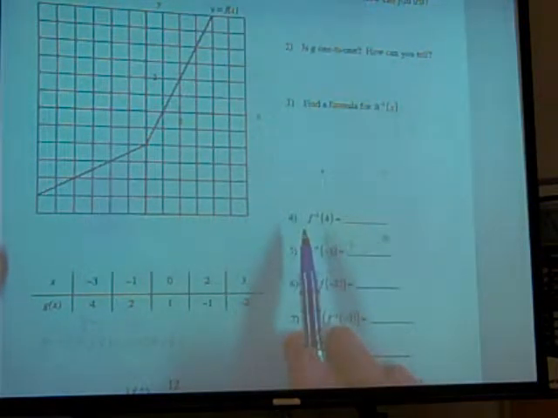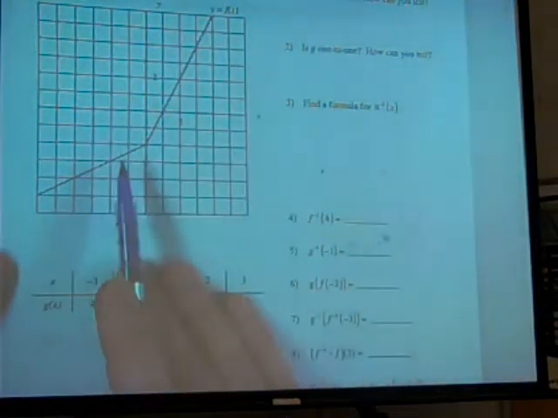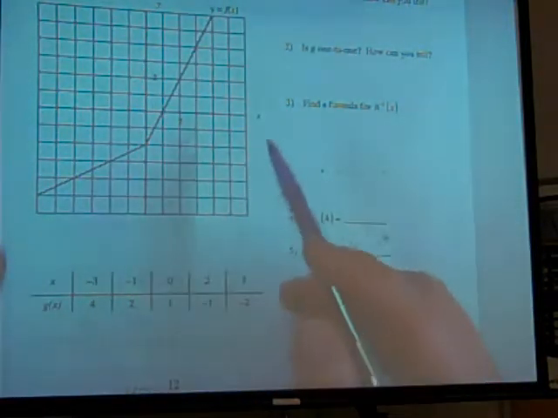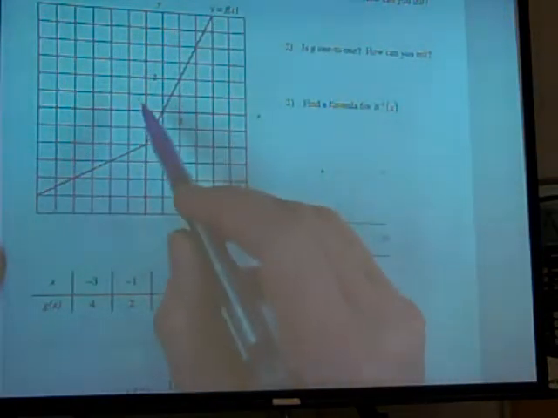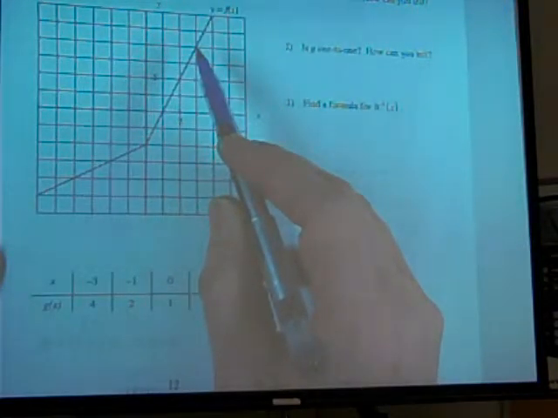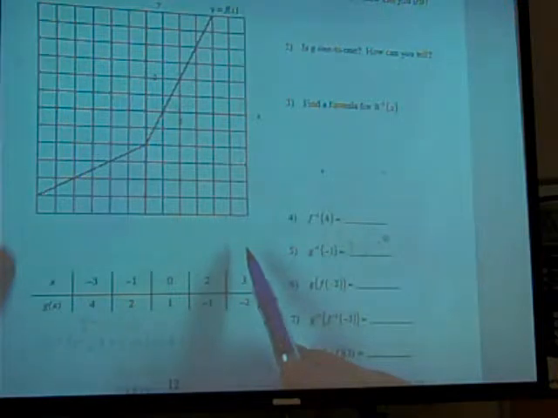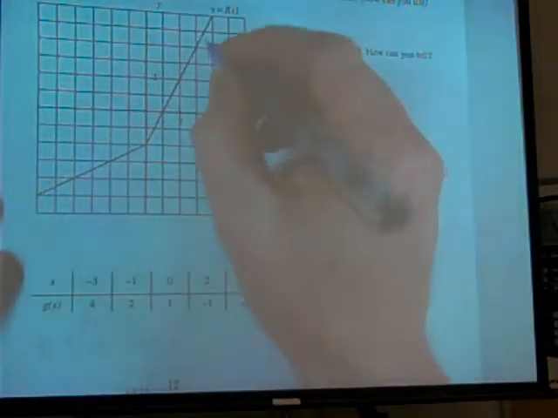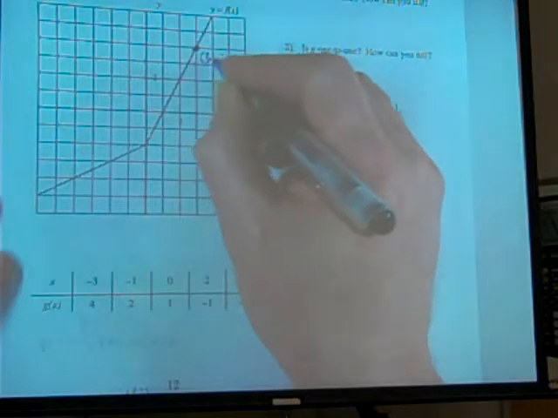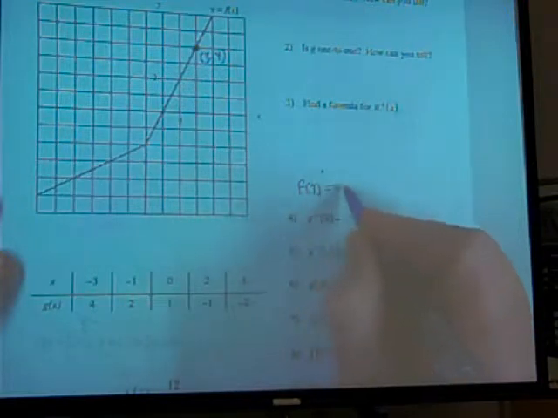Recall that what f inverse means is the function that you get by reversing x and y, reversing input and output in f of x. Okay, here's f of x. If you wanted to find f of 3, you'd locate 3 on the x-axis, go up, and find the point (3, 4). That would mean that when you input 3, you output 4. f of 3 is 4 because there's a point on here at (3, 4).